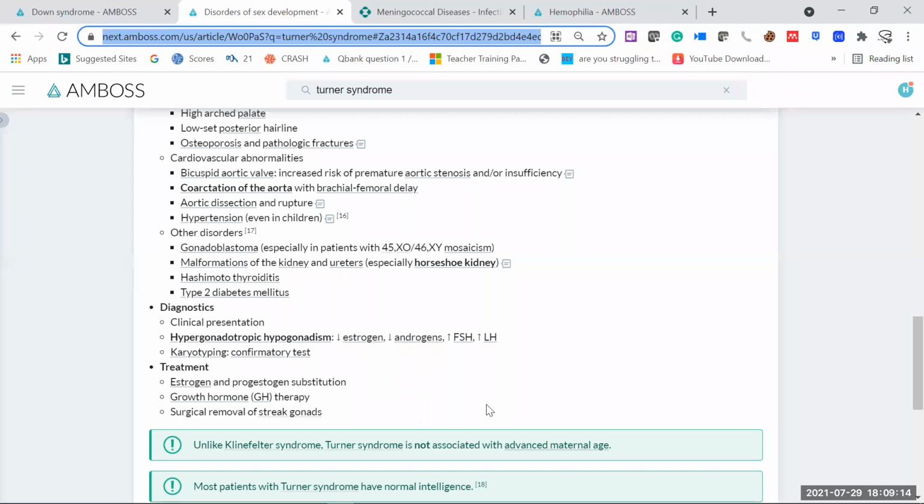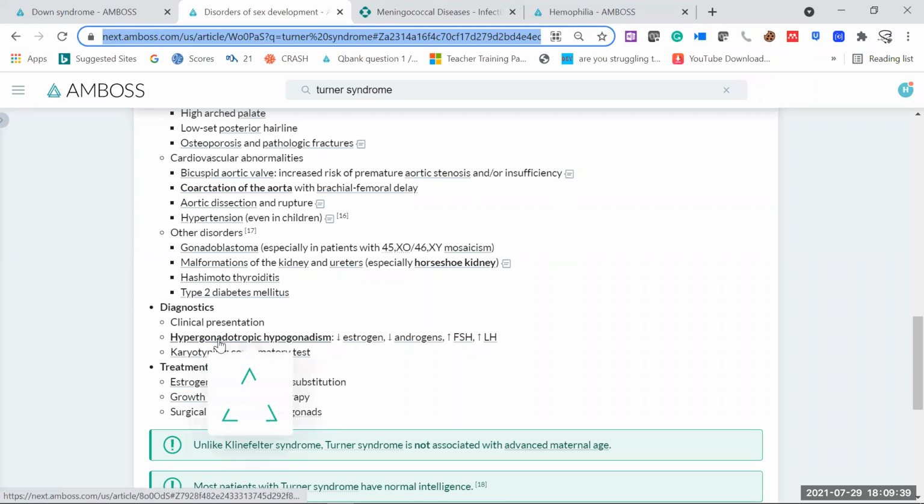How are you going to treat this? Because it's an X chromosome deficiency, we have to provide estrogen and progesterone if there is infertility or primary amenorrhea. If growth hormone is severely deficient and growth is severely impaired, you can go for growth hormone. And surgically, if there are streak gonads, like ovaries that are very small or necrosed, you can just remove them.